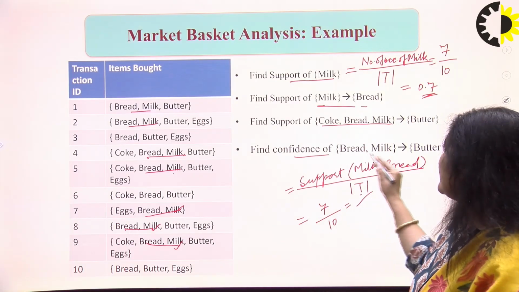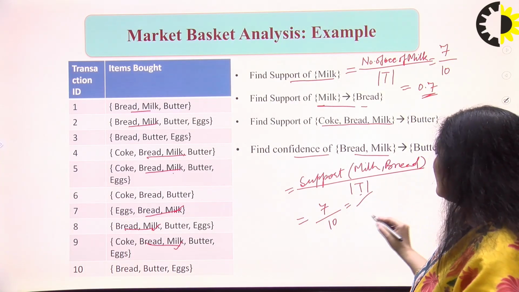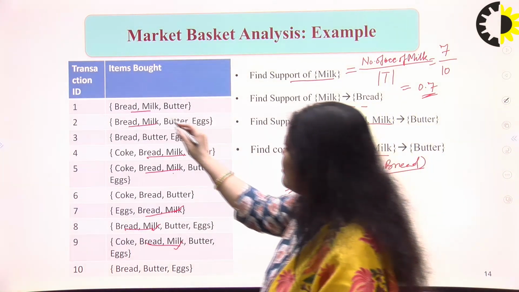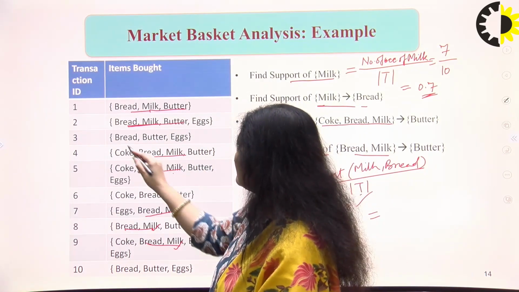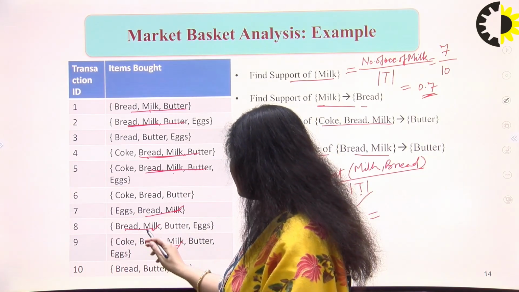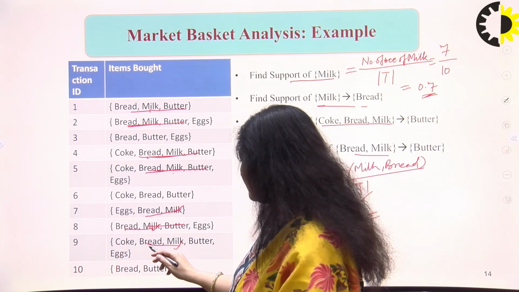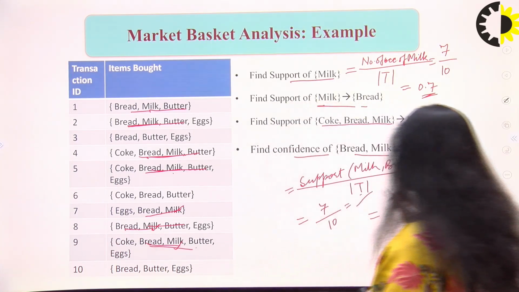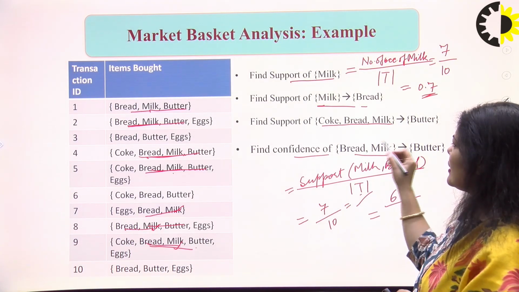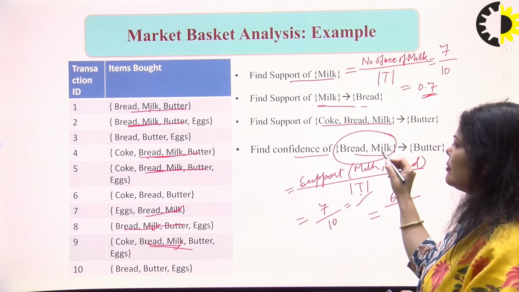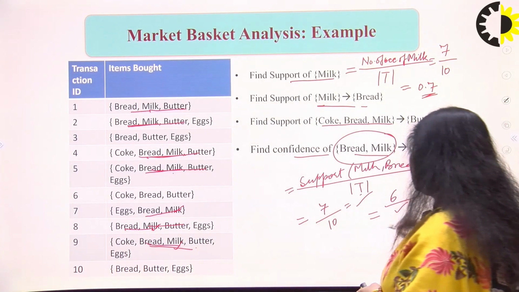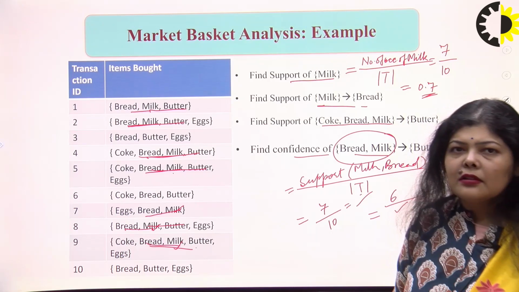To find the confidence of bread milk to butter, we apply the formula. We find the support of bread, milk and butter together: 1 occurrence, second, third, 4, then 5 and 6. So there are 6 occurrences, and we write 6 divided by the support of the left hand side. So we need to find the support of bread and milk, and supply it here, and that way you can find the value of the confidence.